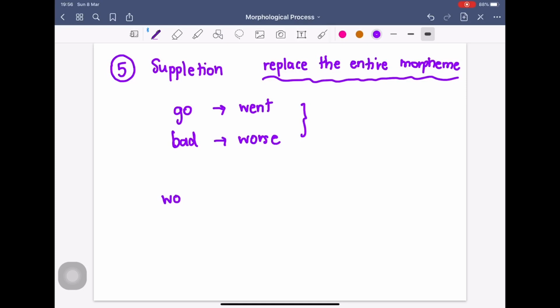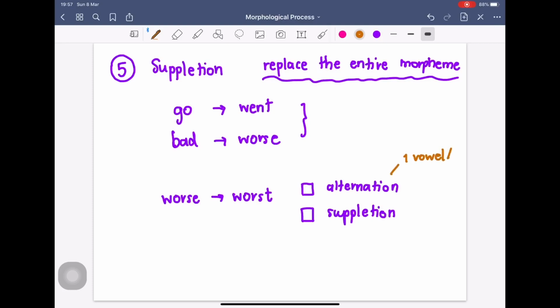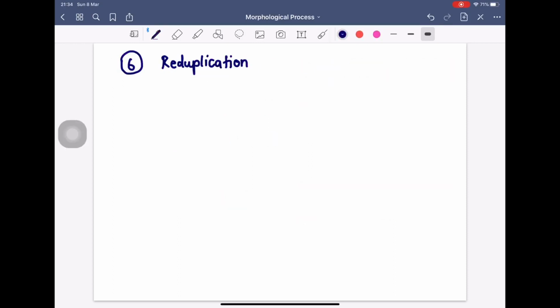Okay, but I have one question for you. If we have the word worse and we have the new word worst, which process are we using? I have two choices: alternation or suppletion. Don't forget that for alternation, there will be only one vowel or probably only one sound, right? But for suppletion, it will be totally different. So the word worse becomes worst. That's gonna be ding dong, alternation, because we change only one sound. Okay, got it?